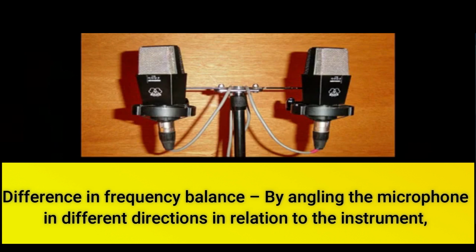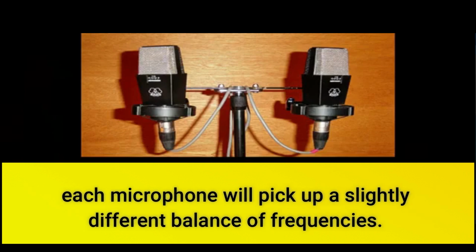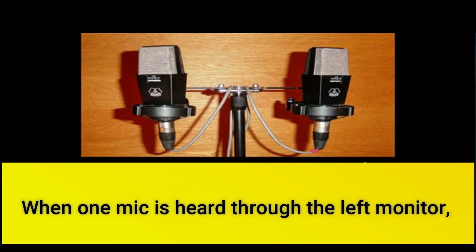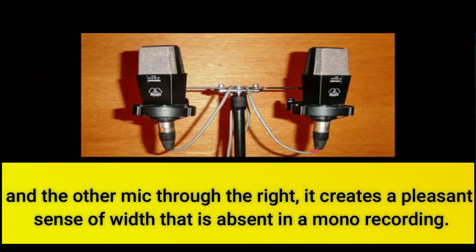Difference in frequency balance. By angling the microphone in different directions in relation to the instrument, each microphone will pick up a slightly different balance of frequencies. The greater the angle, the more exaggerated the stereo effect will be. When one microphone is heard through the left monitor and the other microphone through the right, it creates a pleasant sense of width that is absent in a mono recording.